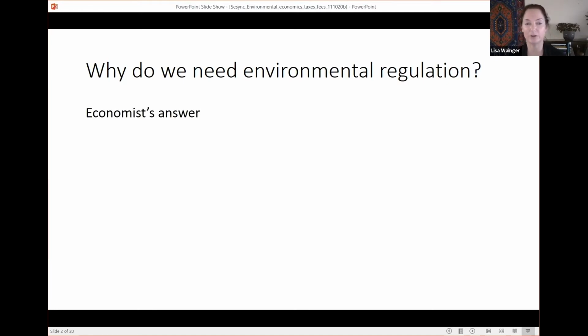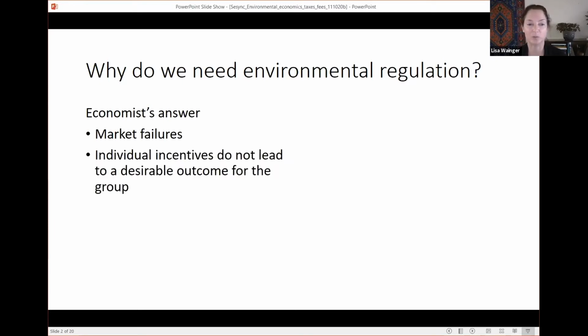One of the answers, not the only answer, to why we need environmental regulation? Well, we consider them market failures. And that is, for some reason, the market is not delivering benefits to all. And when you break that down, what that looks like is the individual incentives to make money, to live your life, to produce your goods, do not lead to a desirable outcome for the group. And this is what we call a market failure.